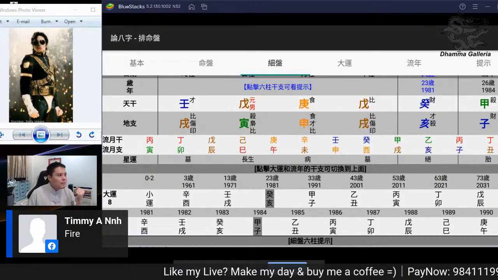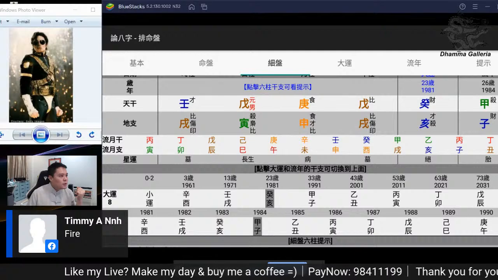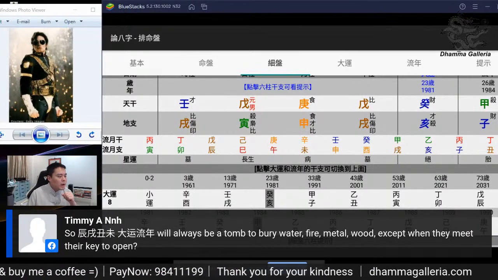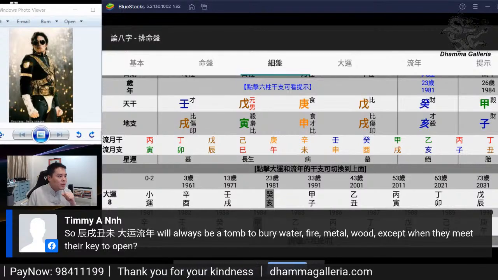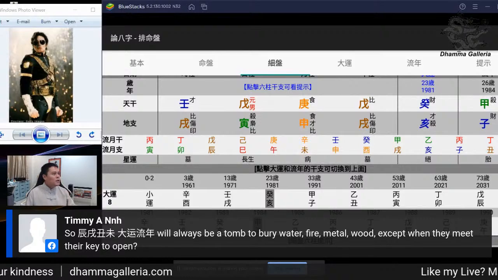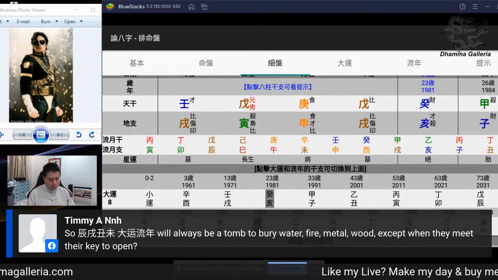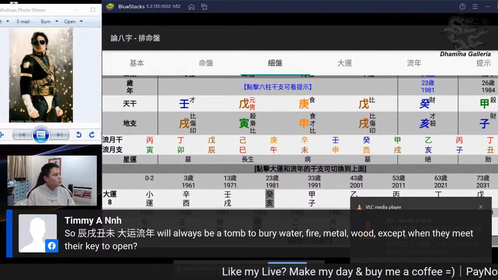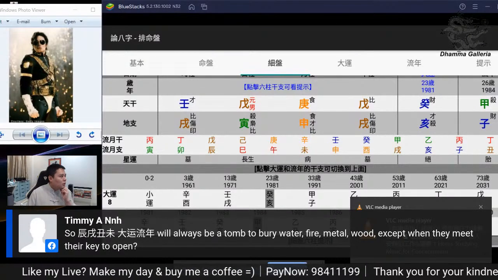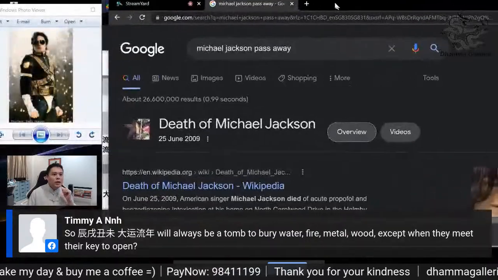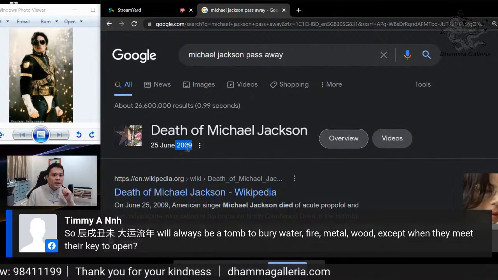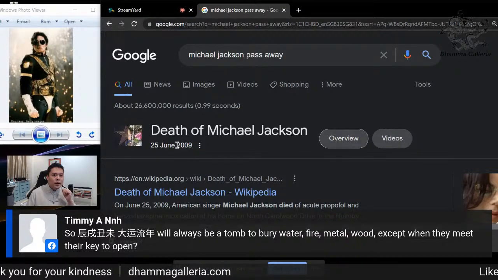And then let's get back to Timmy's question earlier on. Timmy's question asks, so 神去丑未大运流年 will always be at home to bury water, fire, metal, wood, except when they meet their key to open. 所以 Michael Jackson 他是几时死？When did Michael Jackson pass away? Okay, the death of Michael Jackson is in the year 2009, okay?